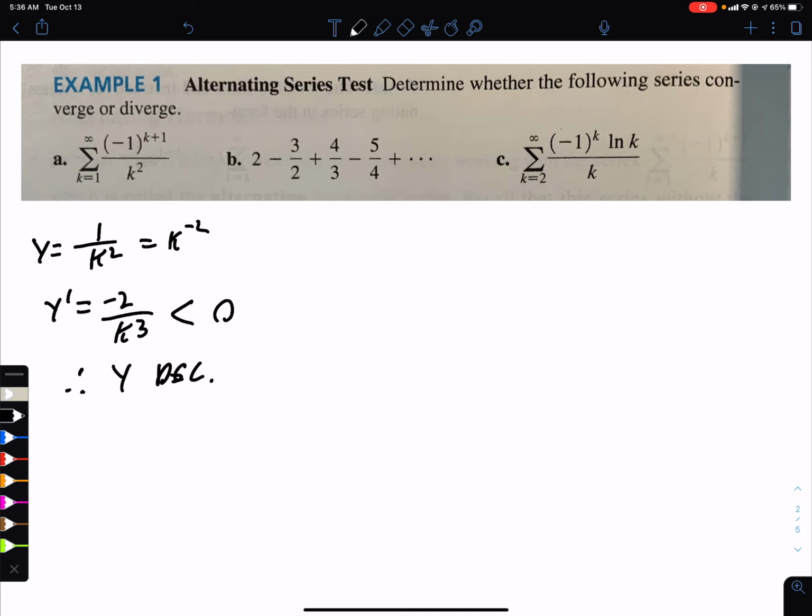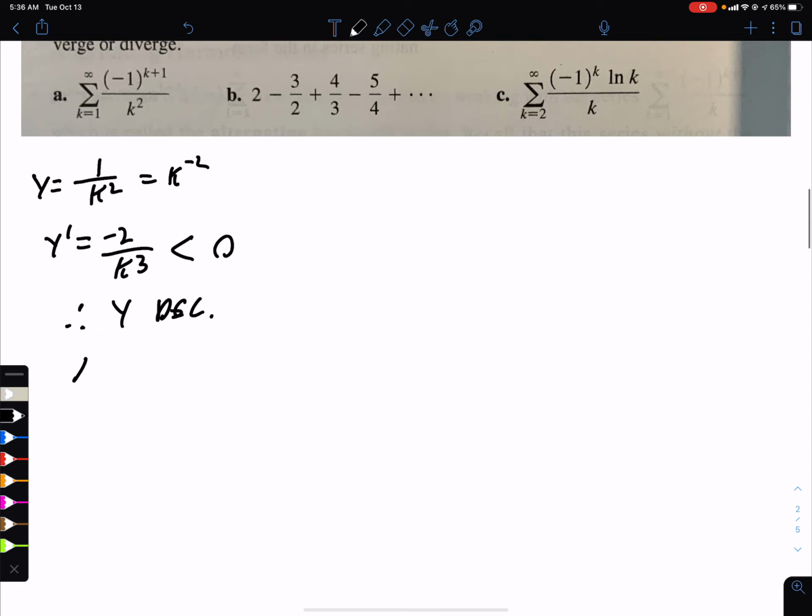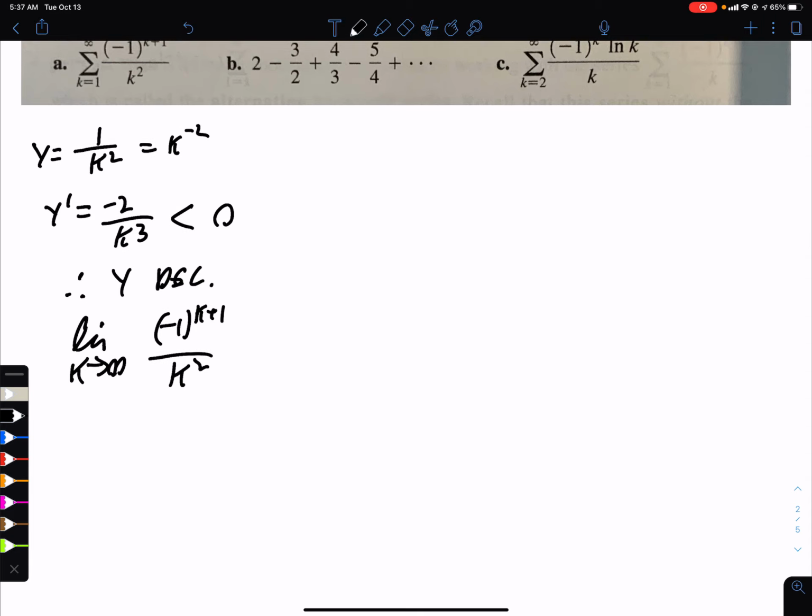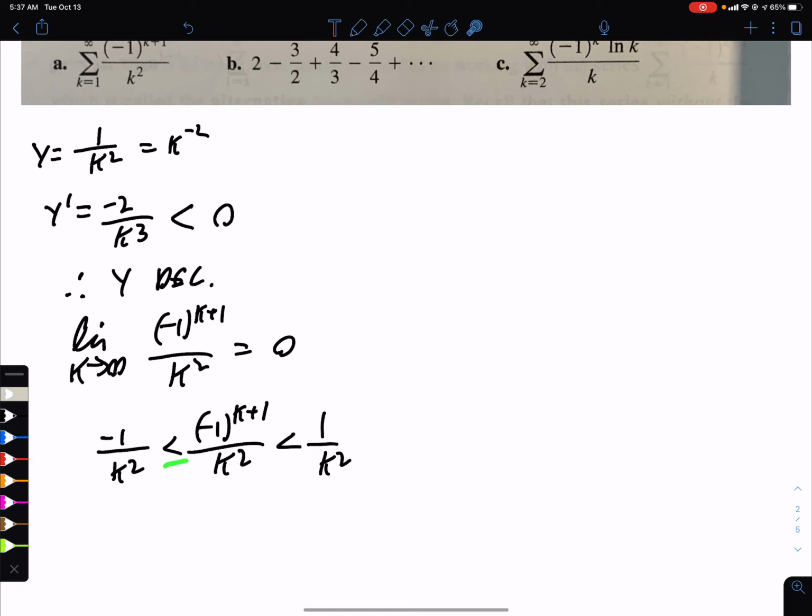So now you proved it's decreasing in magnitude, and then you say, hey, let's find the limit as k goes to infinity of negative 1 over k squared. Technically, you'd have to use the squeeze theorem, but you could clearly say this equals 0. Now, why is it the squeeze theorem? Because this is between negative 1 over k squared and 1 over k squared. Hopefully, you agree it's between, or actually, it should be equals.